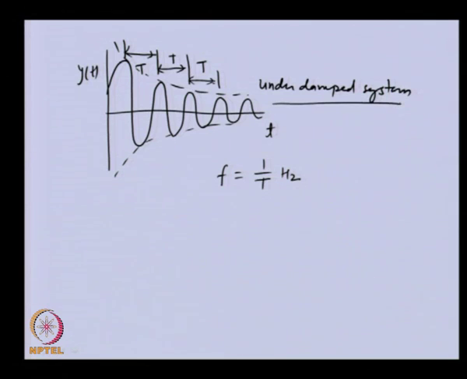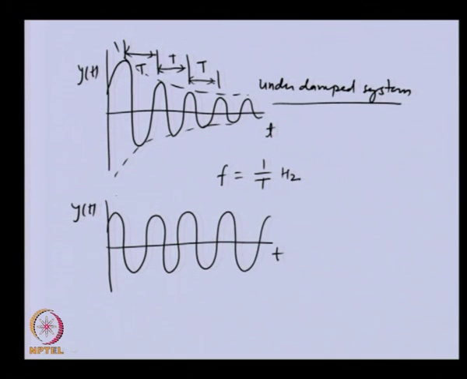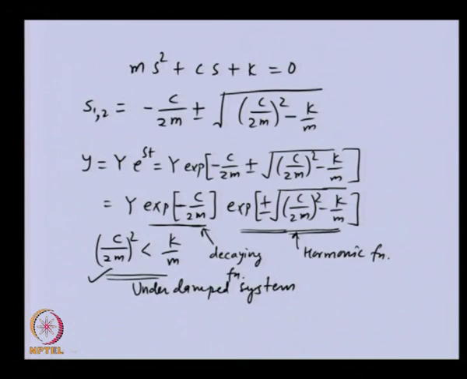In the previous case, when there was no damping, we expect the response plot will be simple harmonic, it will not decay, and this time period will always be the same, which is related with the natural frequency of the system. Now, if this particular condition is equal, that means we have C by 2 m squared is equal to k by m, we call it a critically damped system.